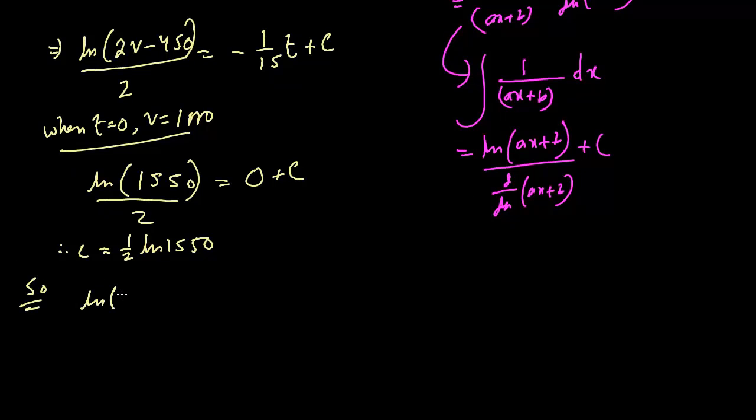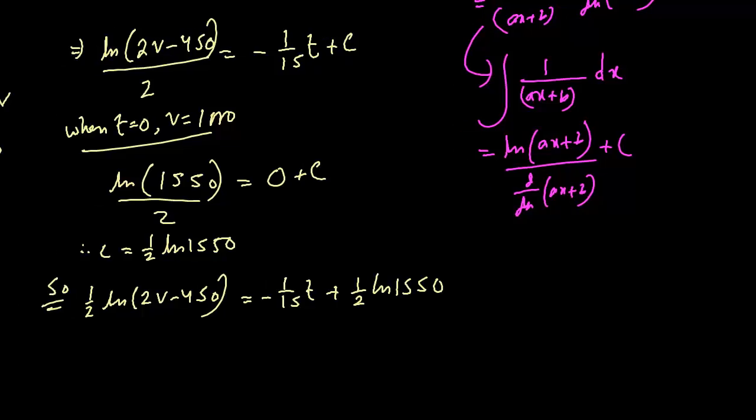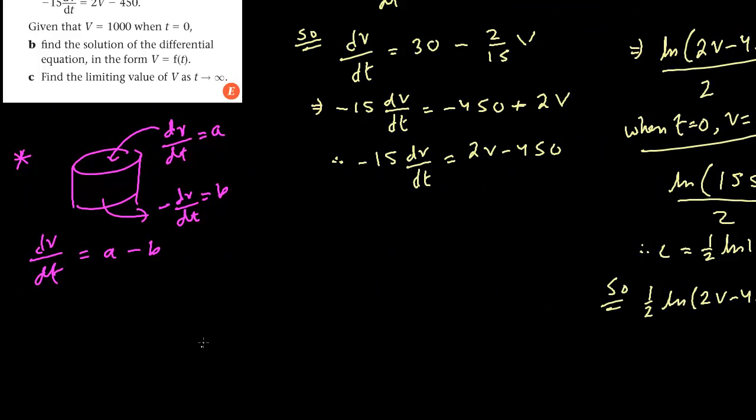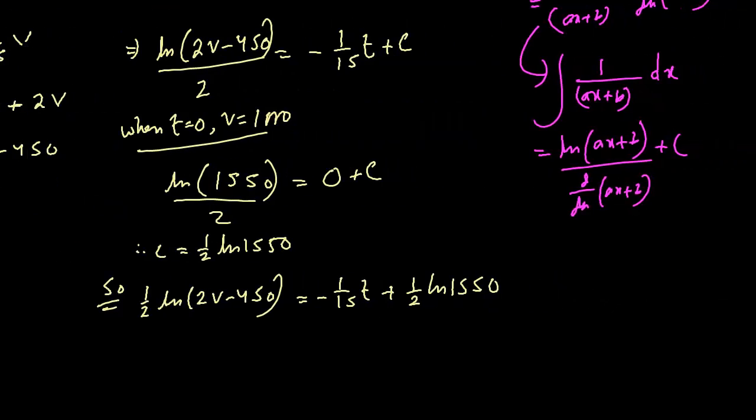We can write down the expression now. So half ln of 2v minus 450 equals minus 1 by 15 t plus half ln 1550. So we have found the particular solution of the differential equation. The particular solution of any differential equation is when we know the constant already. So we have to rearrange this and write it in the form v equals f of t, in terms of t.